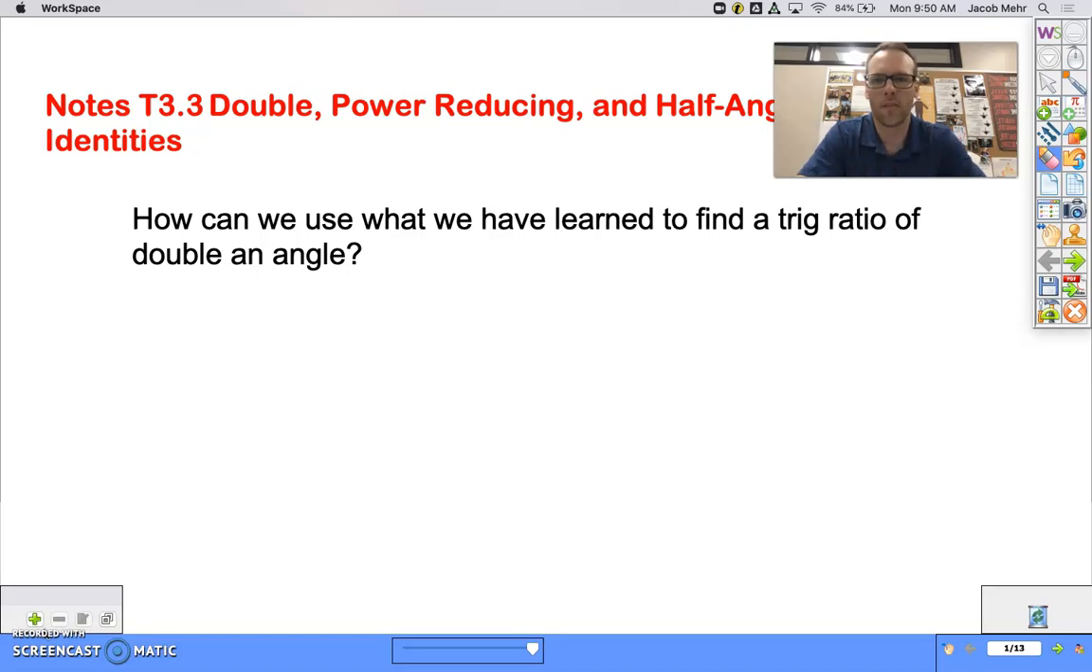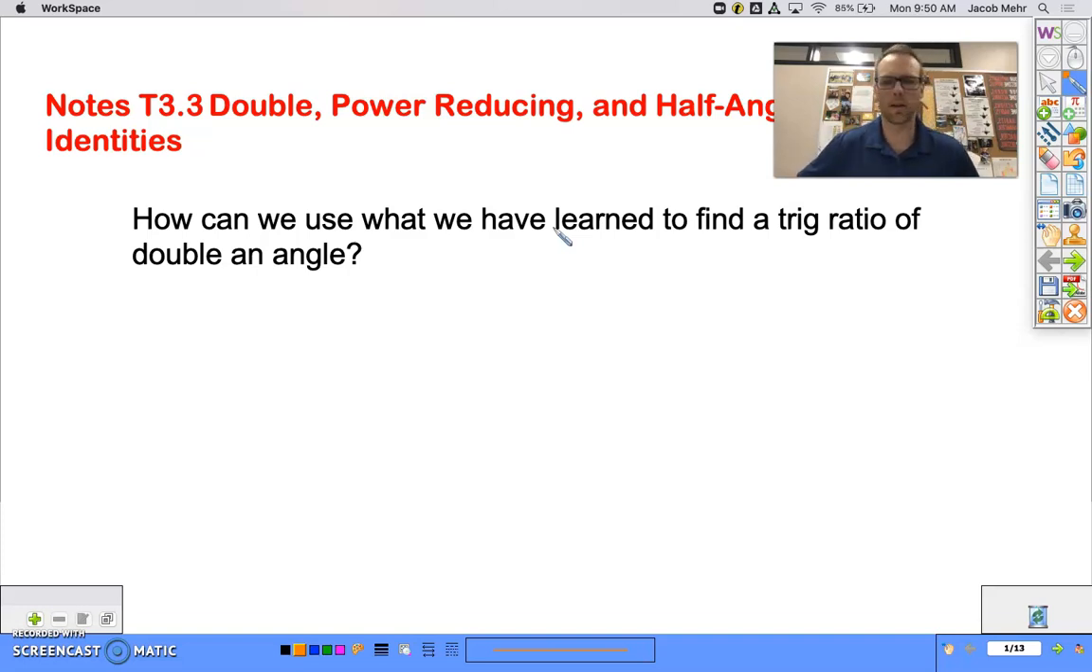Hey everybody. So we've covered some identities so far. You have an identity book. That's all great. Let's do a little exploration here. How can we use what we've learned to find the trig ratio of double an angle?